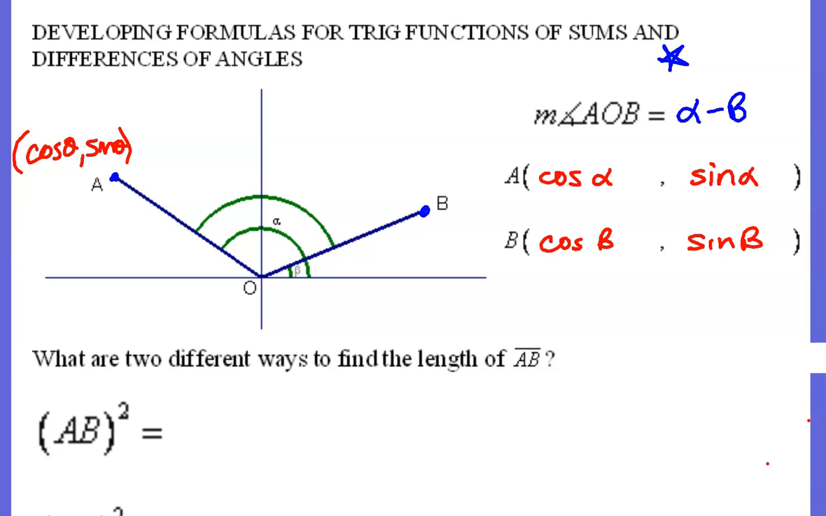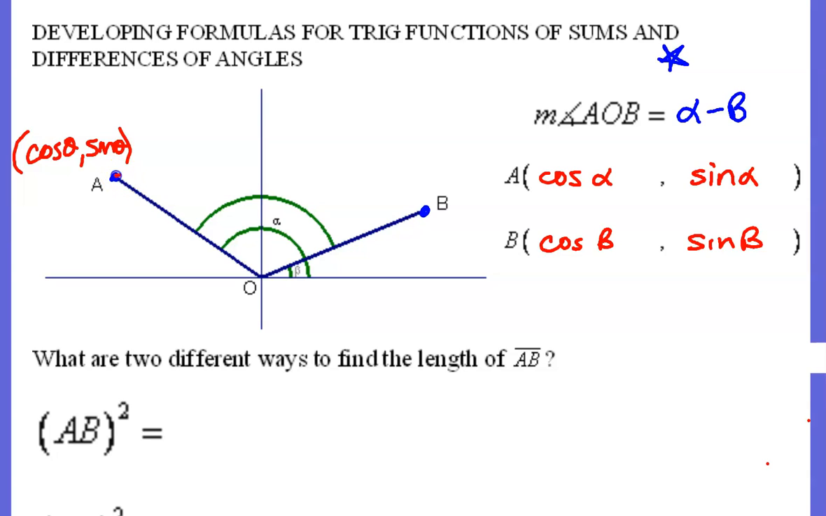Now, guys, you just have to watch this. You do not need to take notes on this. This is just one of those where you can kind of watch and soak it in. Okay, so what are two different ways to find the length of AB? You might think, well, what the heck does length have to do with this stuff? But trust me, it's how we created a proof of how these identities work.